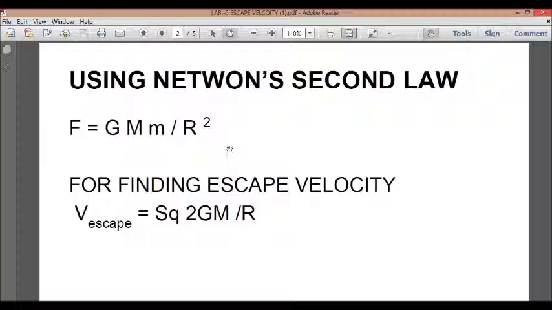I calculated the mass of the black hole by using Newton's second law and the universal gravitational equation, F equals capital G m by r square. From that I calculated the mass of the black hole.